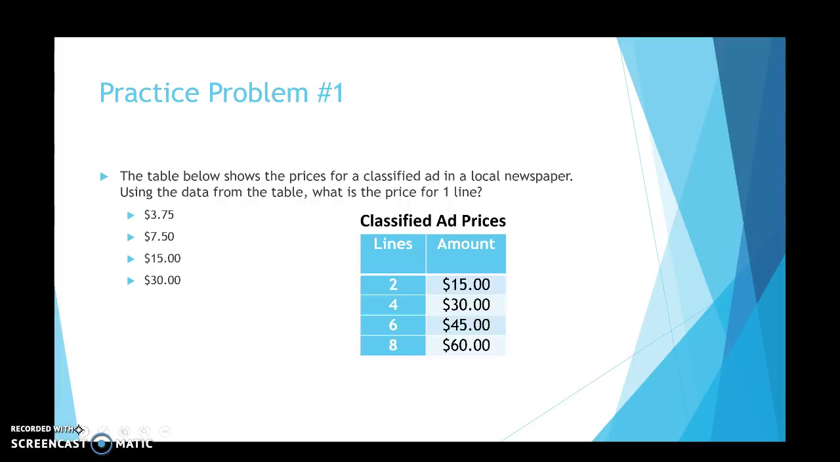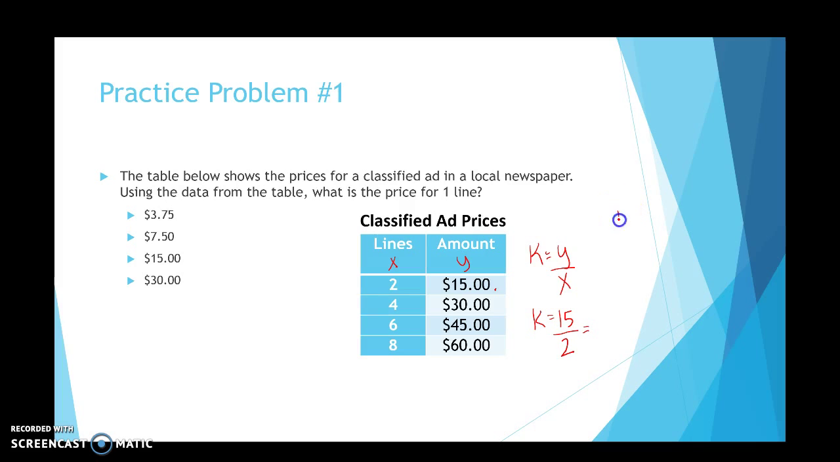Let's take a look at a sample problem. The table below shows the prices for a classified ad in a local newspaper. Using the data from the table, what is the price for one line? So we need to do K equals y over x. We'll do the top one, y is 15 because it's always x and then y. So y is 15 over 2. 15 divided by 2 is going to equal our K.